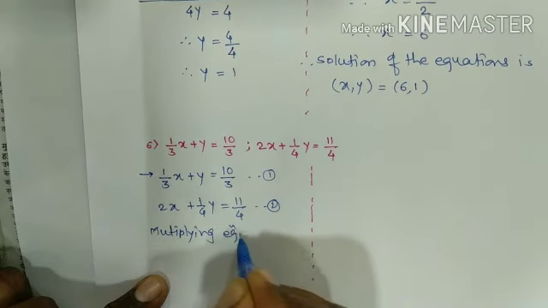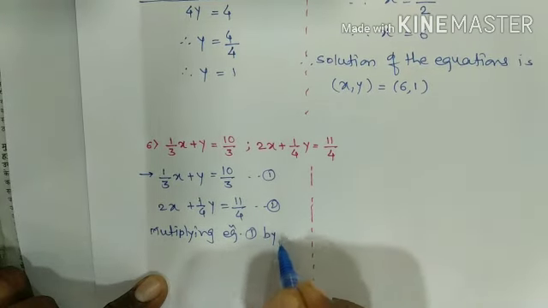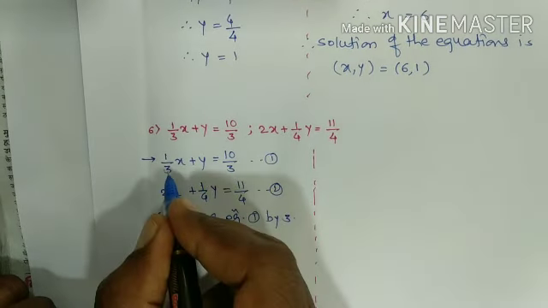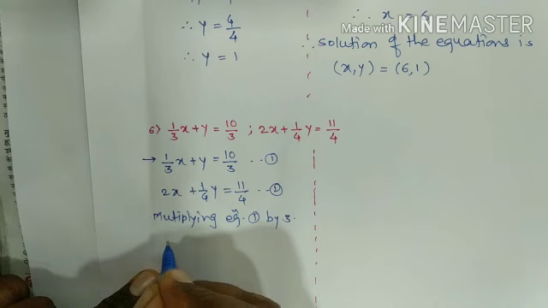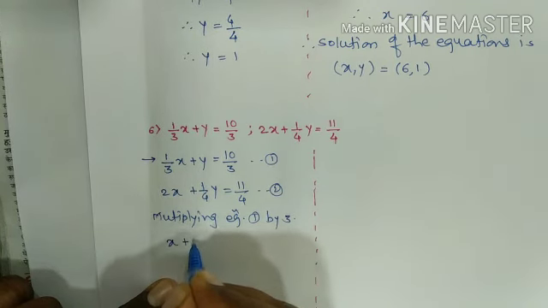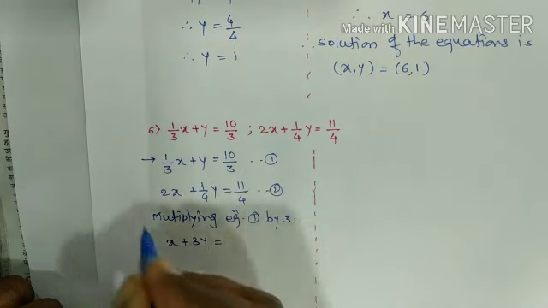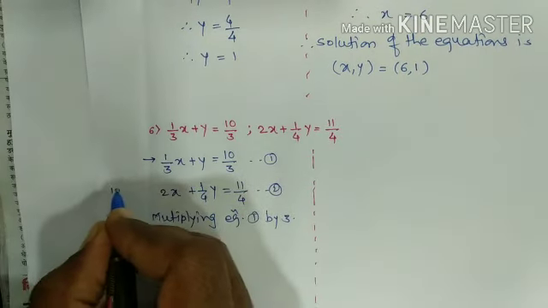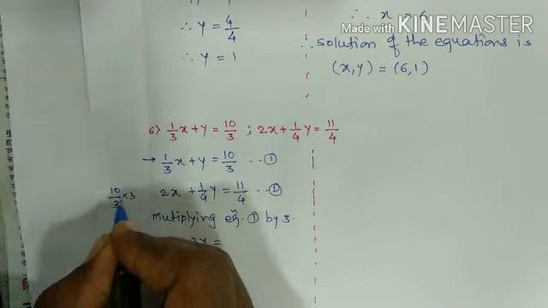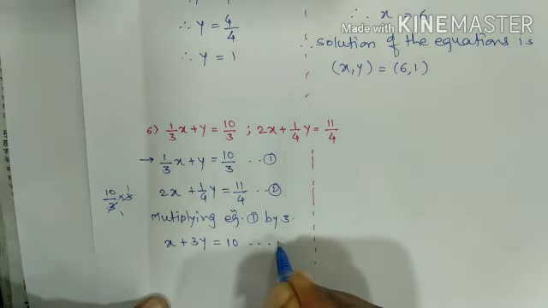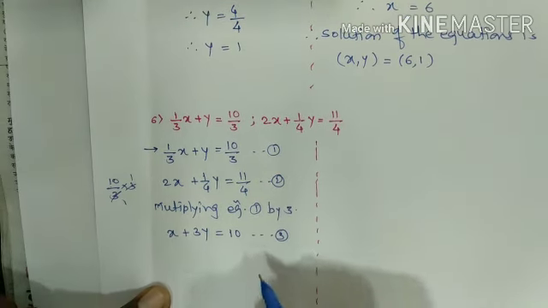equation first by 3 we get 3 into 1 upon 3 equals to 1, that is 1x, plus 3 into y, 3y, equals 10 upon 3 into 3, here 10 upon 3 into 3, 3 1s are 3, that's why it is equals to 10. This equation, suppose equation third.